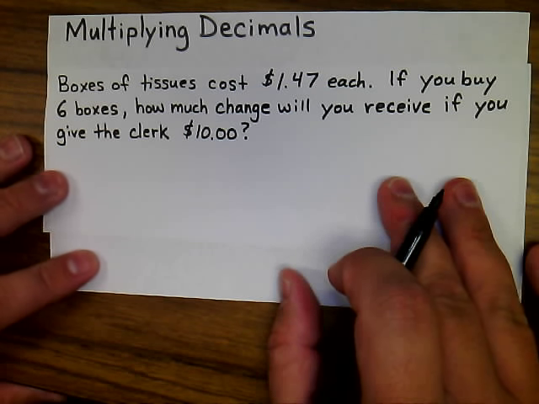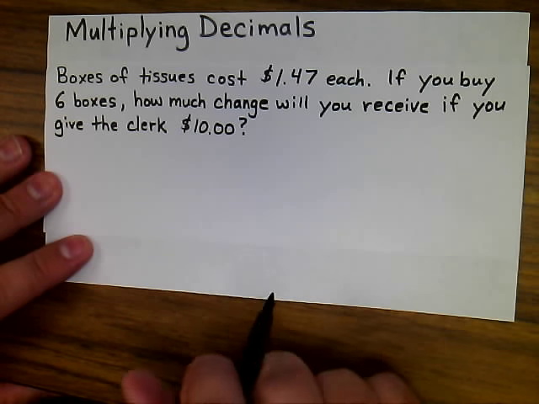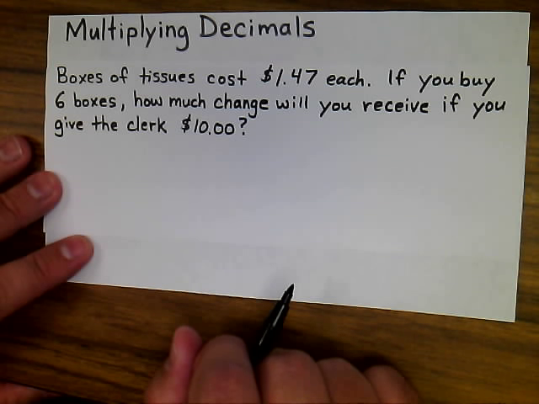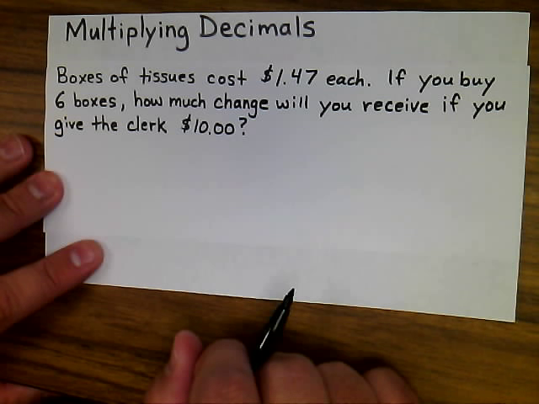Now, as we move forward, there's one last word problem, and this is a multi-step word problem, so we want to be very careful with this. It says, boxes of tissues cost $1.47 each. If you buy 6 boxes, how much change will you receive if you give the clerk $10?